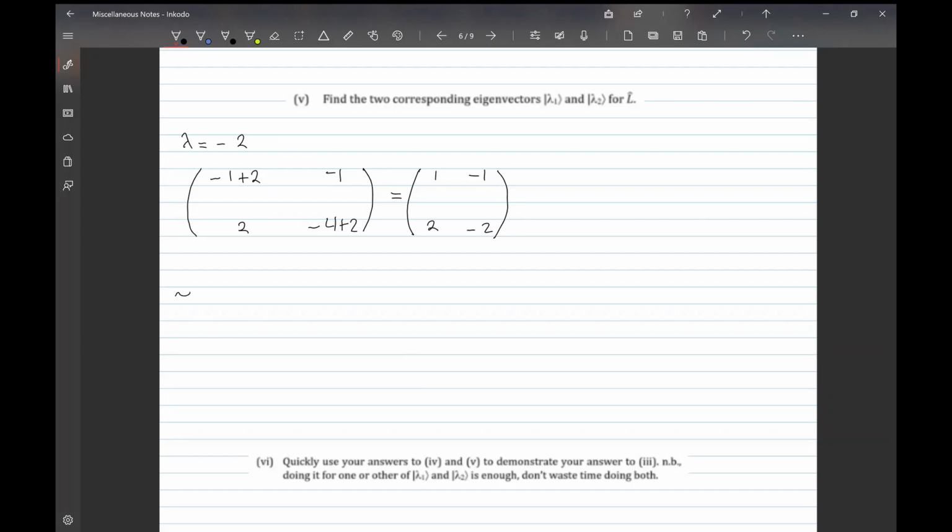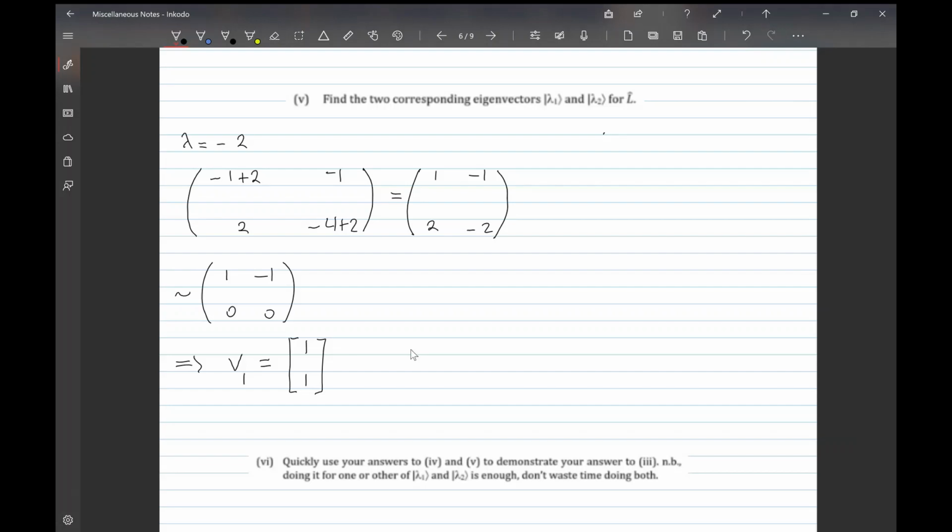Okay, and quite clearly this has the same solution set as this matrix here, which means that the eigenvector, call it V1, corresponding to this eigenvalue, is just going to be 1, 1.